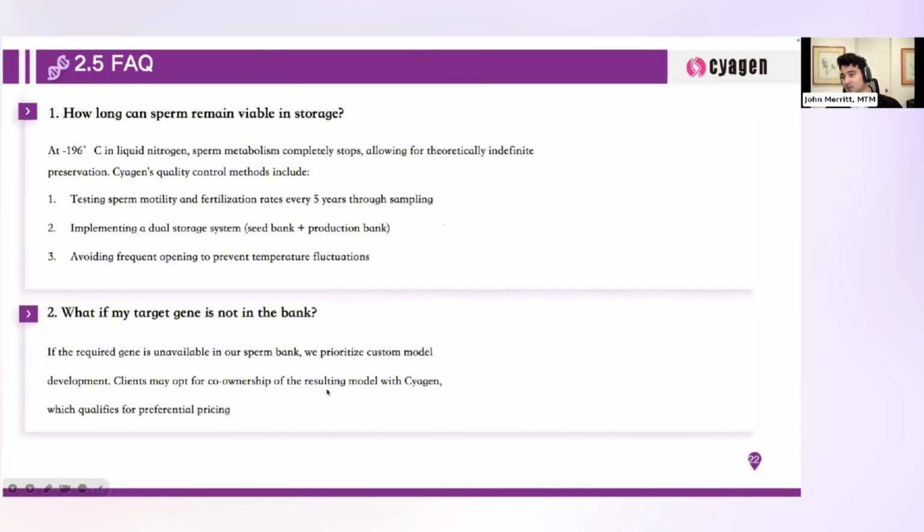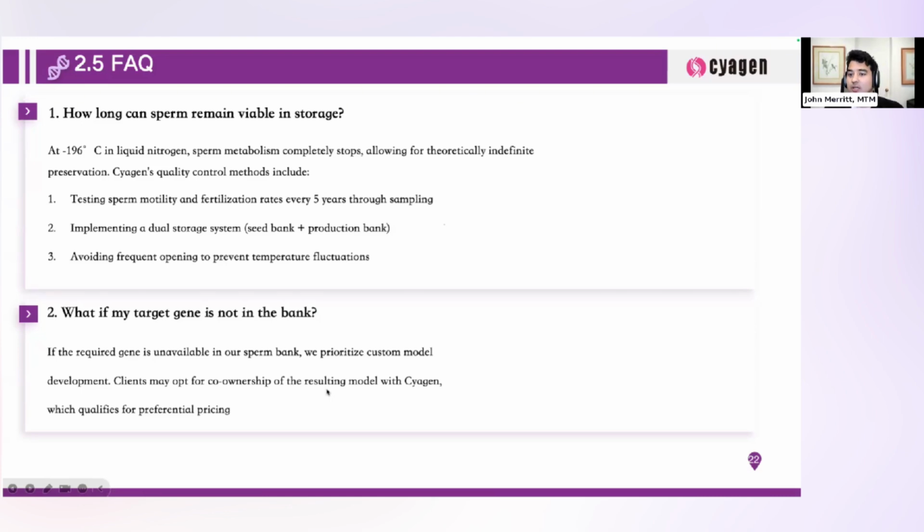So a lot of the times when customers reach out to us, they ask how long can you keep sperm viable for storage? This is an important question because sometimes we'll do a custom project for a client, but then we'll offer them a discount, and in exchange for that discount, we'll have distribution rights. So if you come to us and say, I'm studying this disease and I think this knockout will lead to this disease, you could buy it and just own the model outright, and we'll just be offering you a fee for service, right?